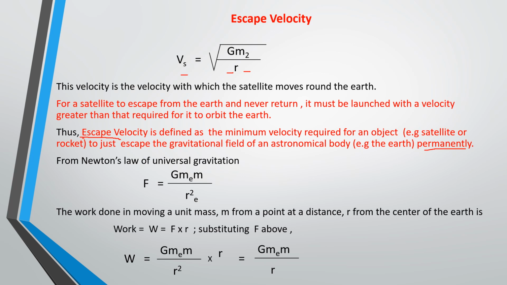All right, so now remember that from Newton's law of universal gravitation, which we just discussed previously, the force is equal to the product of the mass of an object and the mass of the Earth, all over the radius of the Earth raised to power 2, multiplied by the universal gravitational constant. This is Newton's law of universal gravitation.